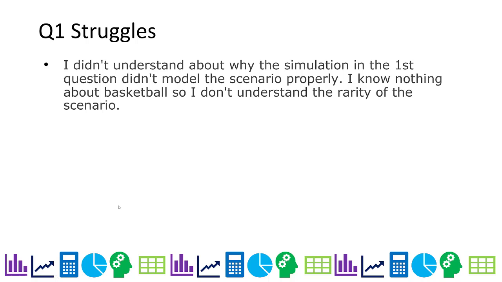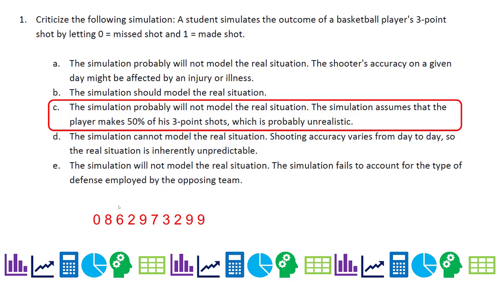So the simulation typically is a little hard for you guys at the beginning, so this is normal. And we have to criticize the following simulation. A student simulates the outcome of a basketball player's three-point shot by letting 0 equal a missed shot and 1 equal a made shot. So the problem with this is that you are automatically assuming, if you have 0 and 1 and they're equally probable, a 50-50% chance of making shots. And for three-point shots, this may be unrealistic. Maybe they do better. Maybe they do worse.